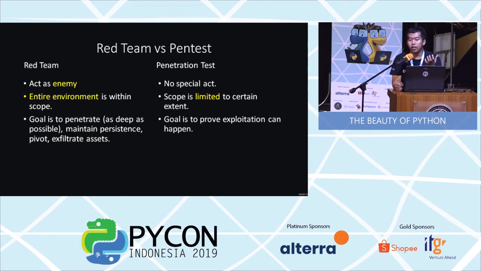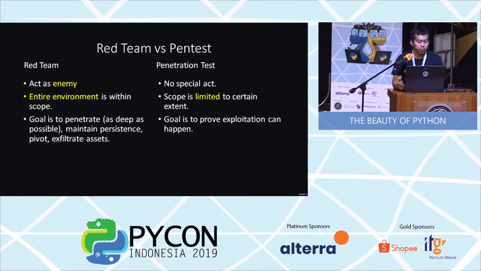The difference between red team and pen test is that red team really acts as the enemy. If you have an enemy, he will do everything to gain access to your network. While with the pen test, there's no special act. And pen test is limited to some scope. Maybe the company asks you to test an application. The scope is on the application. But when you are doing red teaming, the scope is everything. Any application, any employee, and any third party can be attacked, can be targeted.